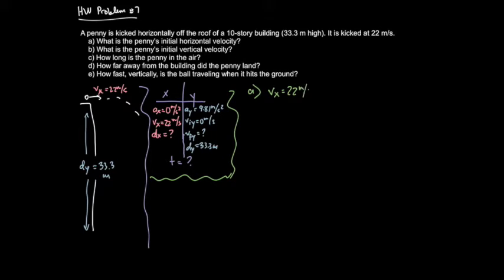Part A, they're asking for the initial horizontal velocity, and that's the initial velocity stated in the problem, 22 meters per second. Part B is what is the penny's initial vertical velocity, and that's 0 meters per second. Notice it's only starting out horizontally, so it doesn't have anything to start with vertically, so it starts from 0. Now part C, how long is the penny in the air? So we're looking for time.